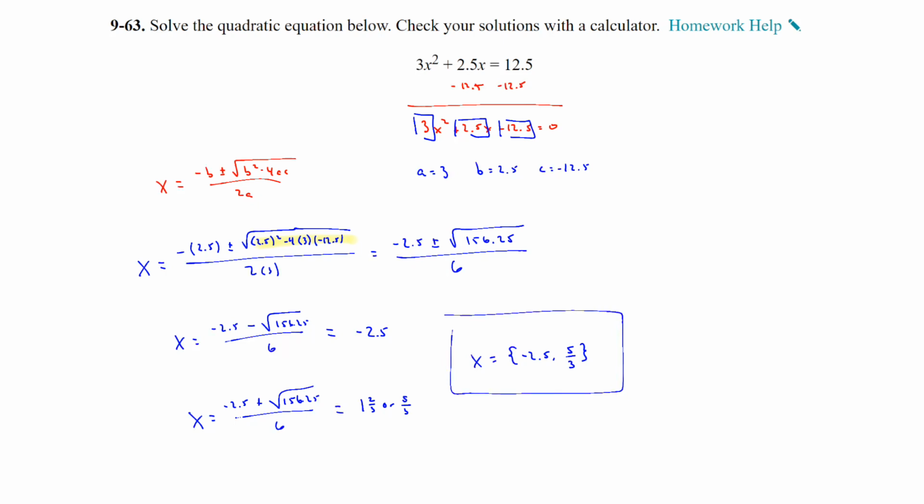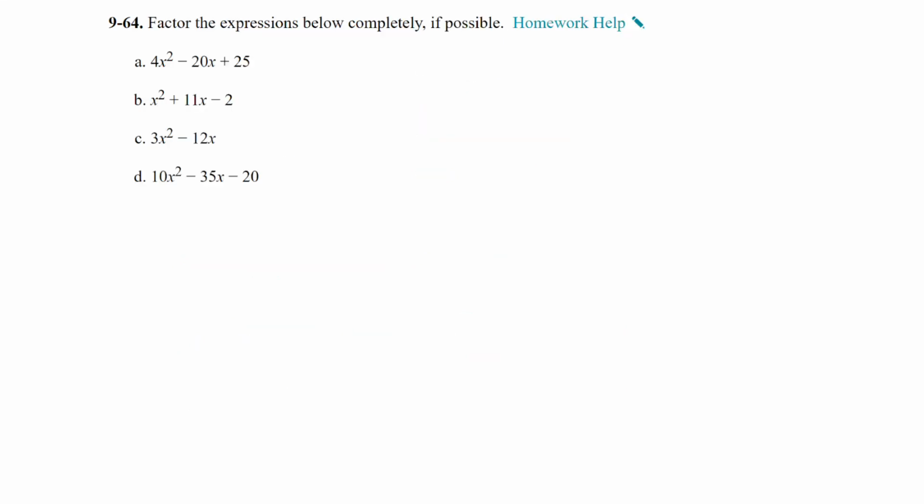Then we could check using the graphing calculator. You can either set it equal to 0, plug the 3x squared plus 2.5x minus 12.5 into your calculator and see where it crosses the x-axis, or plug these in separately, and then you'd have to see where they intersect. So either one would be fine. You could also check your solutions by plugging them back in, but it says specifically using a calculator. So either way, though, is fine.